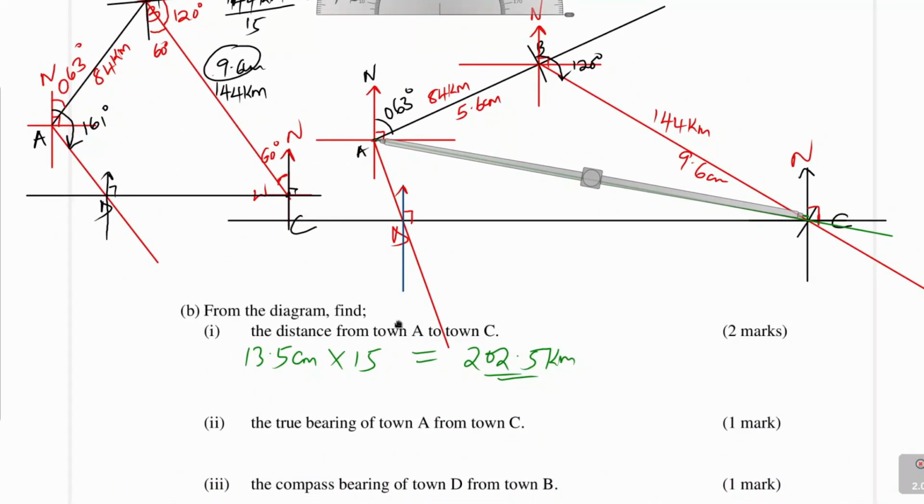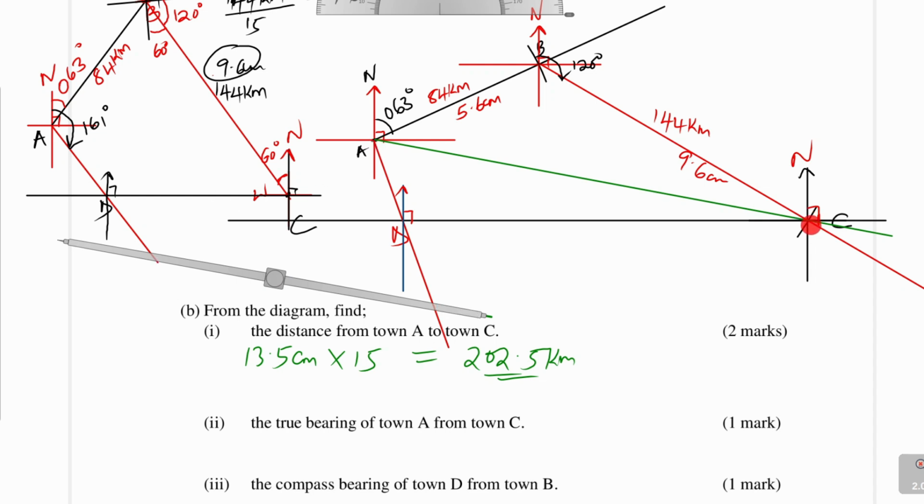Then part B: the true bearing of town A from C. From C, we are going to stand at C and measure the angle from C. So look at the position of A there, then C is there.